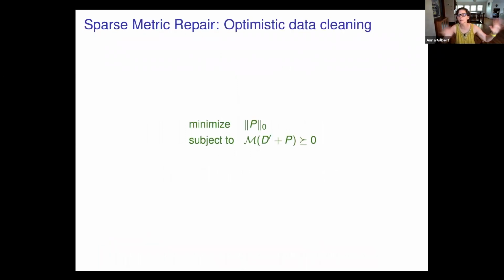Okay, so what we want to do is find the perturbation that makes the fewest changes to the distances. So I'm going to write this like a sparse approximation problem. I want to minimize the L0 norm of my perturbation subject to the perturbation correcting the distances to a metric. Those of you with extensive experience in compressive sensing and sparse signal recovery will say, oh, I know how to solve these problems. I just turn this L0 norm into an L1 norm and I'm done.